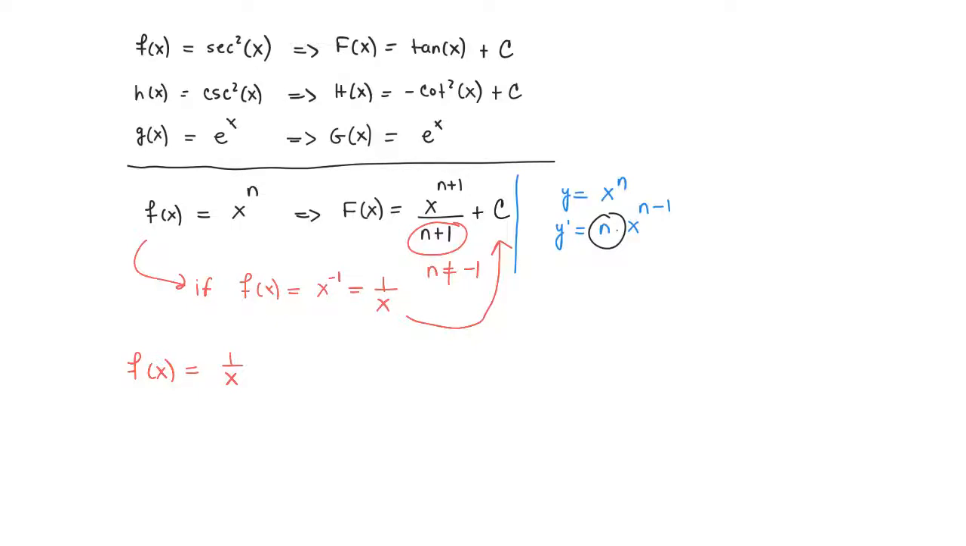1 over x. I cannot use the power rule in reverse because I will be dividing by something that has 0, because n is equal to negative 1. So what do I do? Do I have an antiderivative or not?